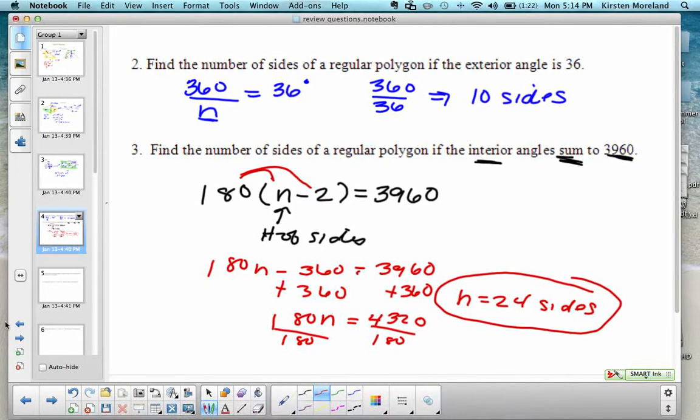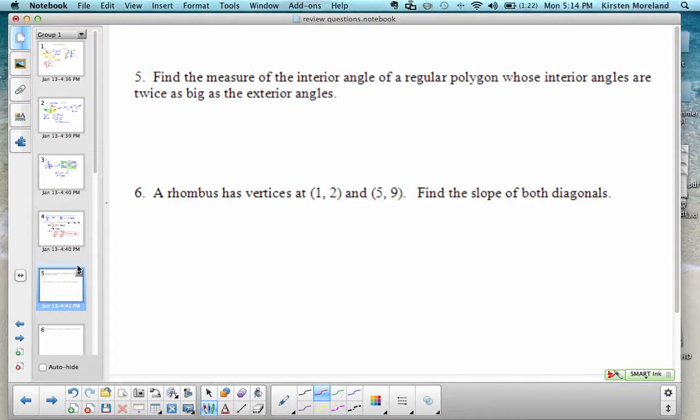Right, a couple more about angles on the inside. So the next page we have: find the measure of an interior angle of a regular polygon whose interior angles are twice as big as the exterior. And I'm actually going to change this. We want to find the number of sides because that's usually what it's going to ask us to do. So I'm going to draw any polygon I want. So I'm going to draw a hexagon.